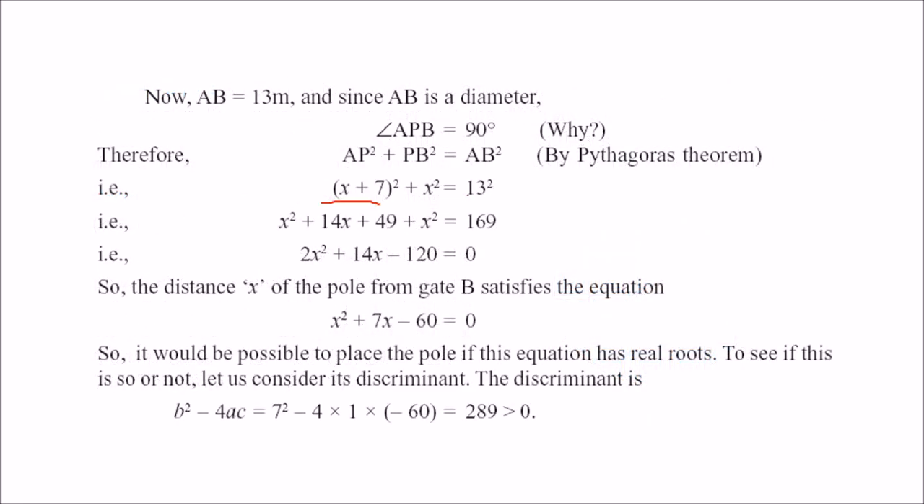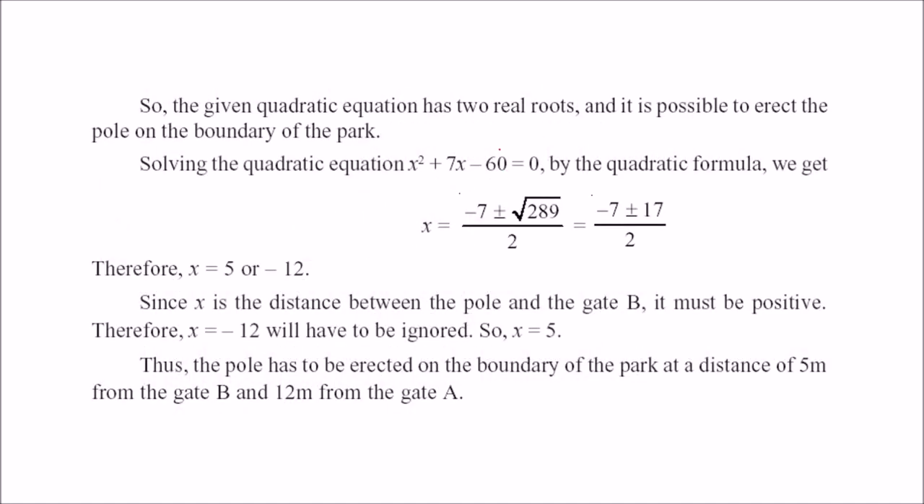x square plus x plus 7 whole square is equal to 13 square, and this will be equal to 2x square plus 14x minus 120. You can divide it by 2. You'll get x square plus 7x minus 60. b square minus 4ac you find out, you'll get 289. So that is greater than 0. Now you're able to find out the real and distinct roots.